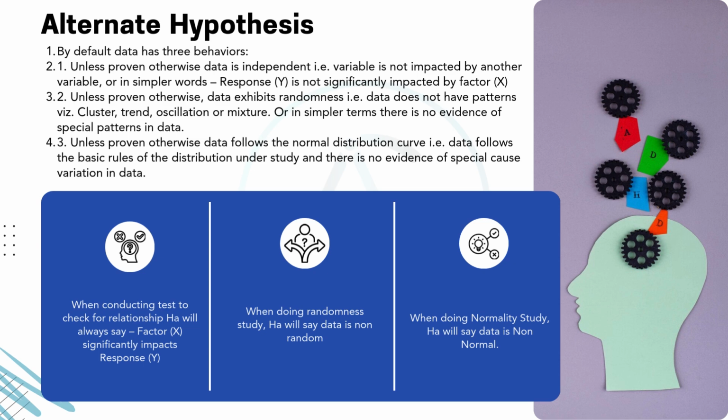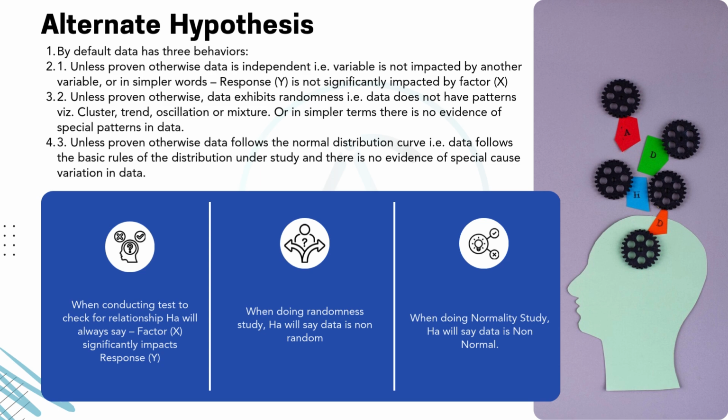3. We assume data follows a normal distribution. This is a key assumption in many statistical models and tests. HA says data is not normally distributed, meaning it deviates from the expected bell curve.